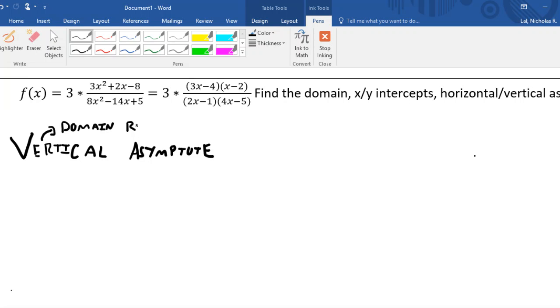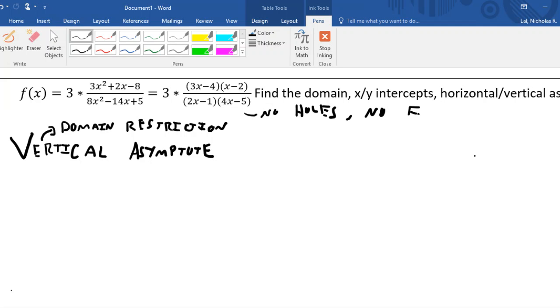All right. So our domain restriction. Our vertical asymptote is a domain restriction, so might as well solve for it first, because then I can use my domain restrictions to solve for my domain. Also, note that we have the equation in factored form. We can look at the factors and see that none of the factors cancel out, so there are no holes, because no factors cancel out.